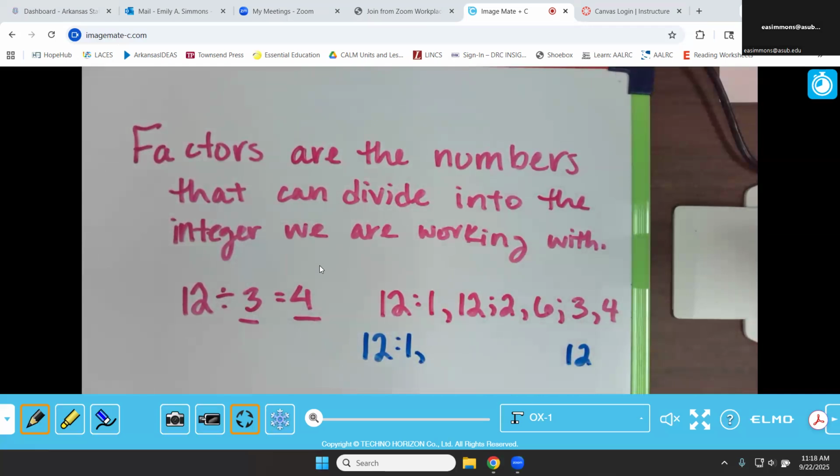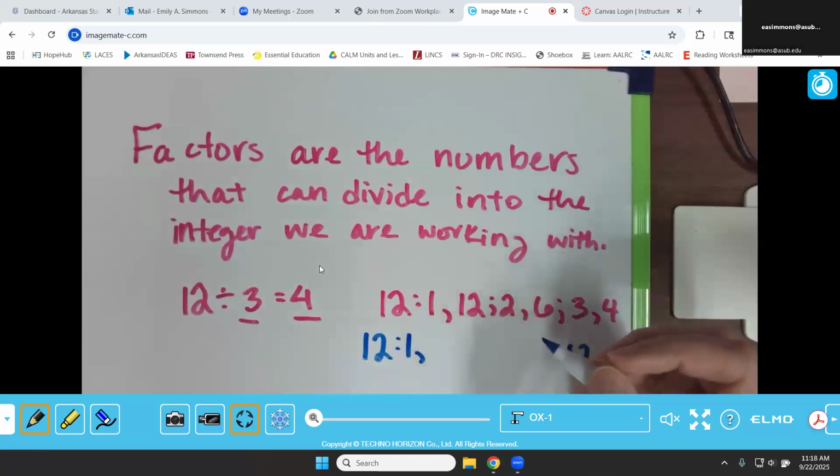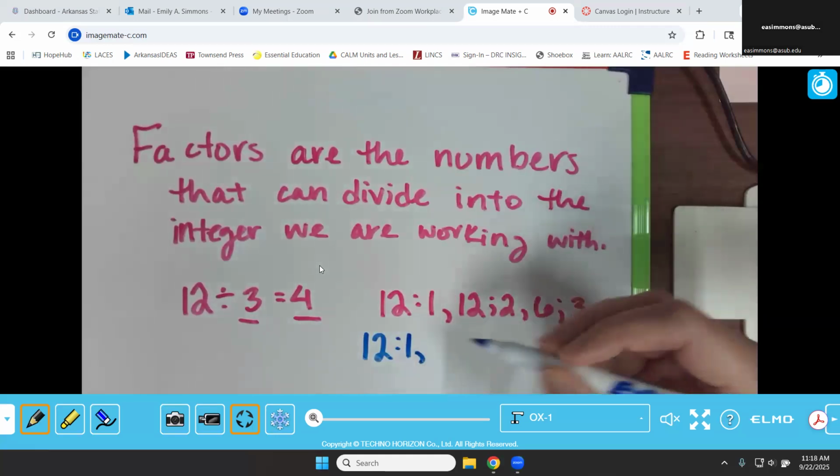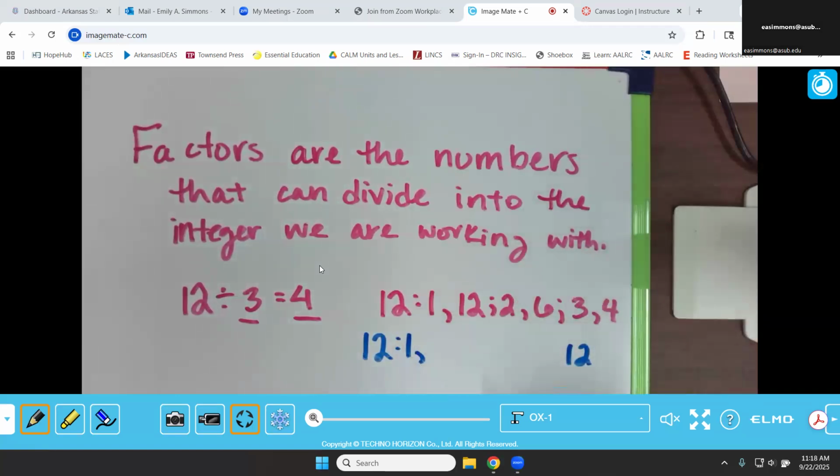And when I'm looking at factors, I'm looking at whole numbers, not decimals, not fractions. So the smallest factor is going to be 1, because it can't be a decimal or a fraction. Same thing with the biggest number. So since 1's my smallest and 12's my biggest, that means all my other factors are going to fit in between.